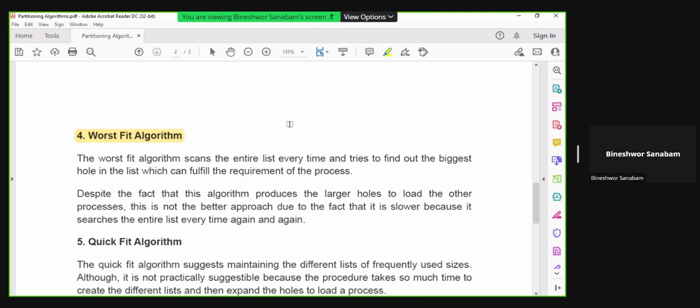and that can hold the process. Even here it will be slower, as it has to scan the entire list again and again. Worst fit and best fit work the same way; only the selection of smallest versus biggest is different.